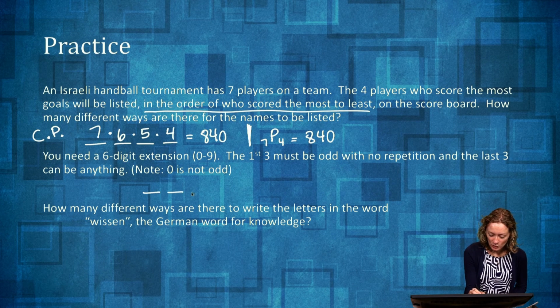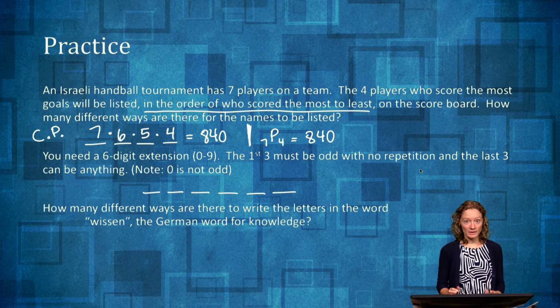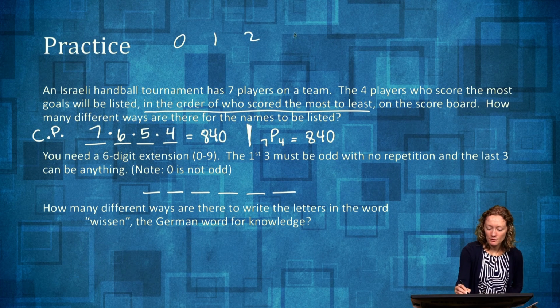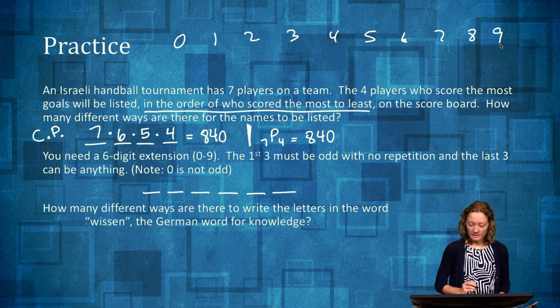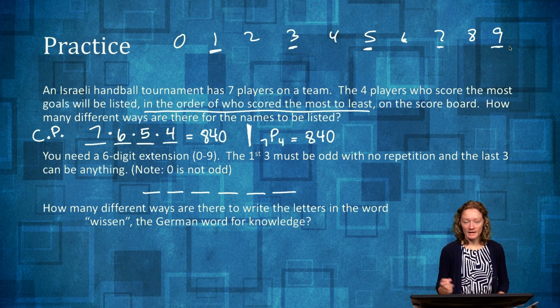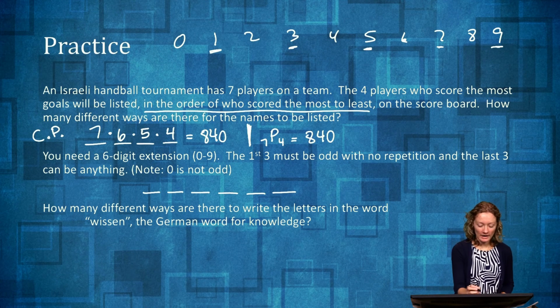So we're making 6 choices. The first 3 have to be odd with no repetition. So how many choices are there for each of these? Let's list the digits: 0, 1, 2, 3, 4, 5, 6, 7, 8, 9. They have to be odd, so it can only be 1, 3, 5, 7, or 9. So in the first choice, we need an odd digit. We have 5 choices.